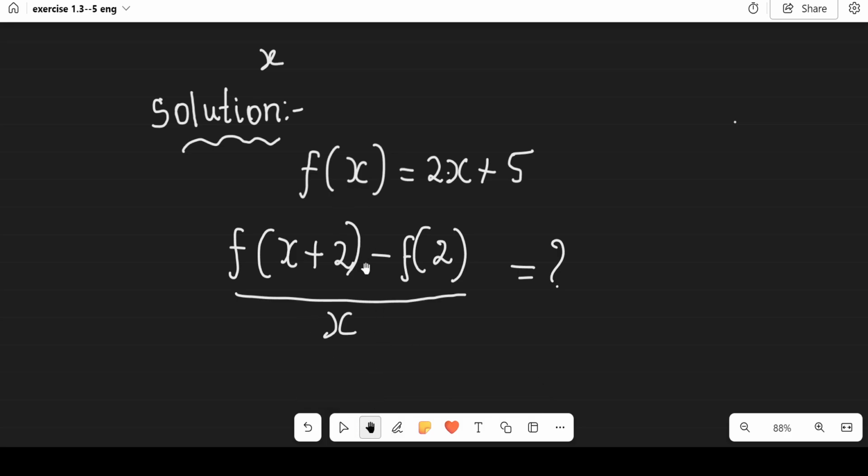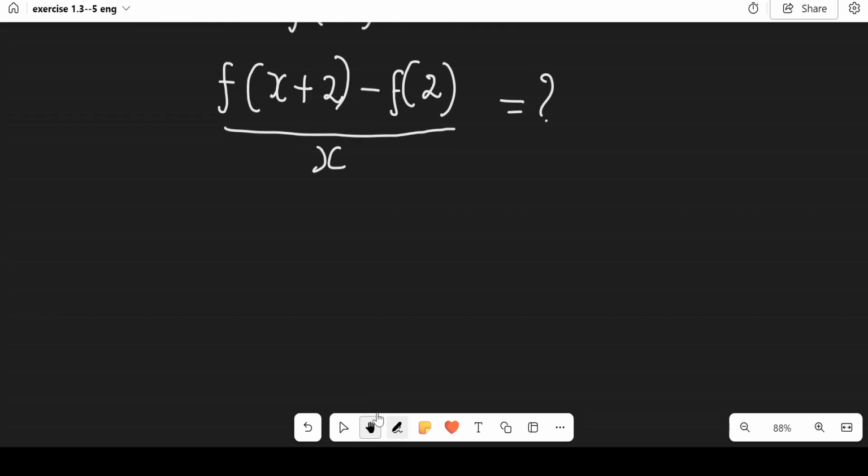So the concept is we are going to apply the value of x in this formula. This is in the form of f of x, so the value of x is x plus 2, right? Here, this also is in the form of f of x, so the value of x is 2. So we are going to apply the value of x in this formula first.